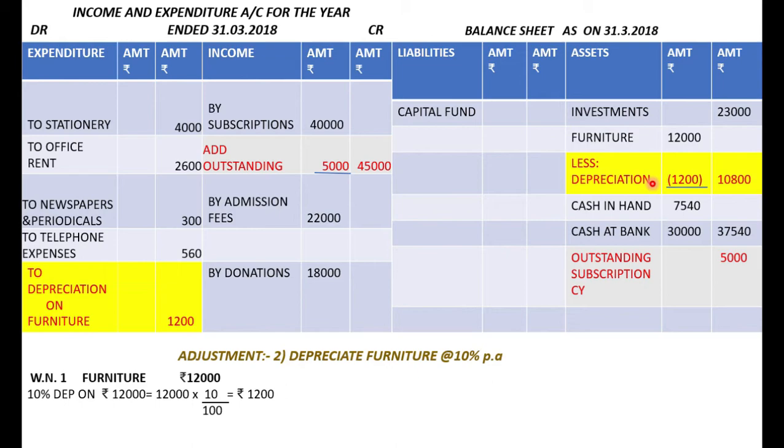With depreciation, the amount of furniture has decreased. So our second effect will be given to the expenditure side of income and expenditure account, that is the debit side, to depreciation on furniture 1,200. So these are the two effects of depreciation on furniture.